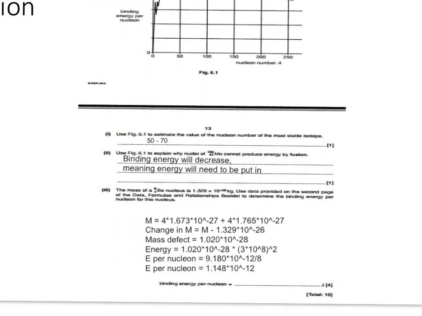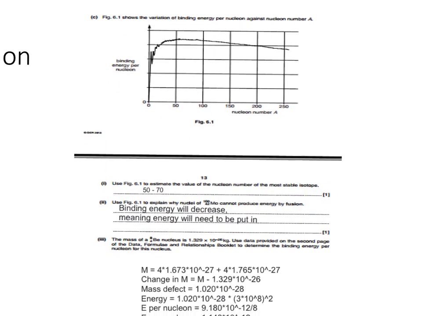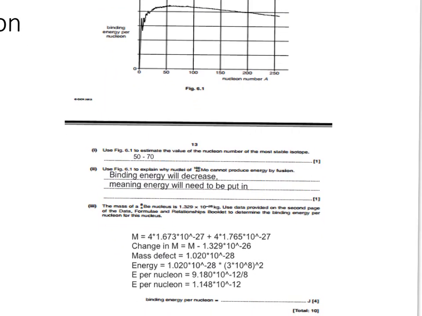For the next question, you need to use that graph to explain why the 100 Mo nuclei cannot produce energy by fusion, because the binding energy will decrease, as seen here, which means energy will be put in, which means you won't gain any energy.